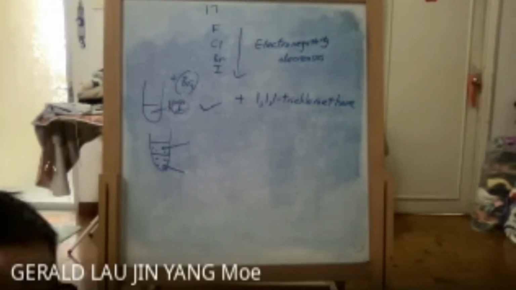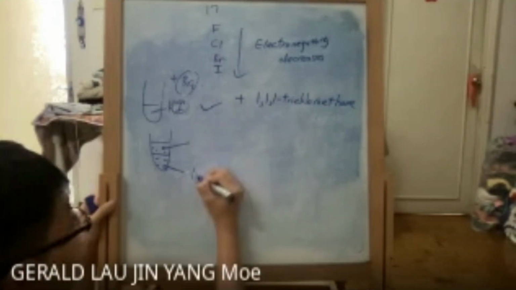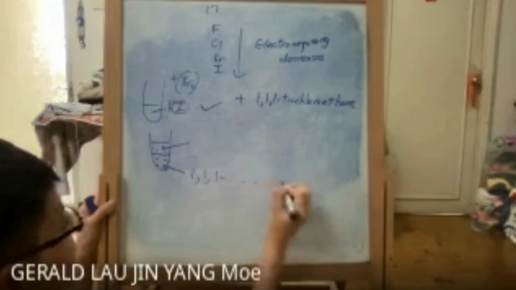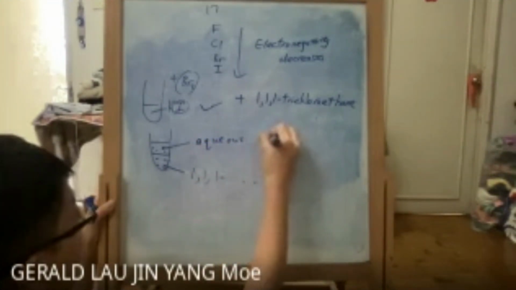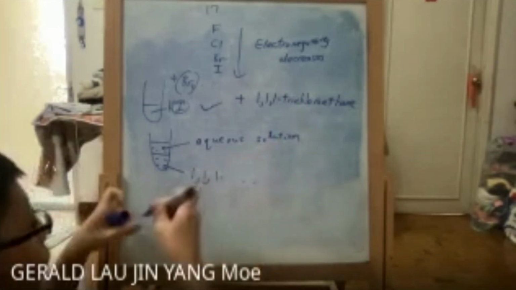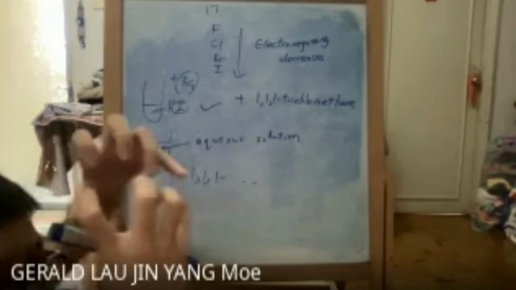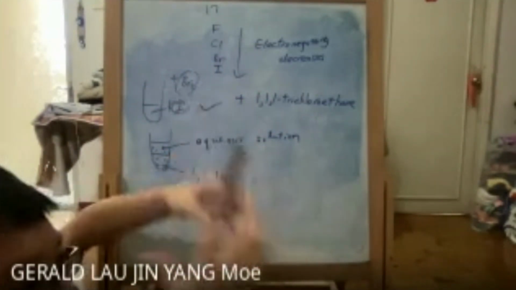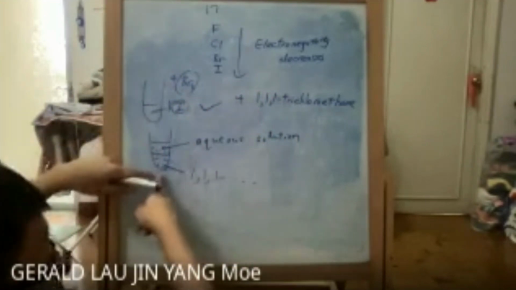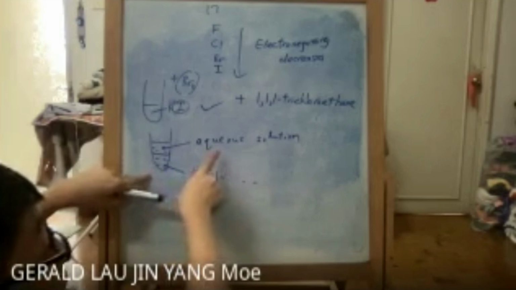Up? The answer is down. I told you 1,1,1. I'm lazy already. This is aqueous solution. Why is it down? 1,1,1 trichloroethane is a covalent compound. It's very dense, very heavy, that's why it will sink to the bottom. Up here is aqueous solution.